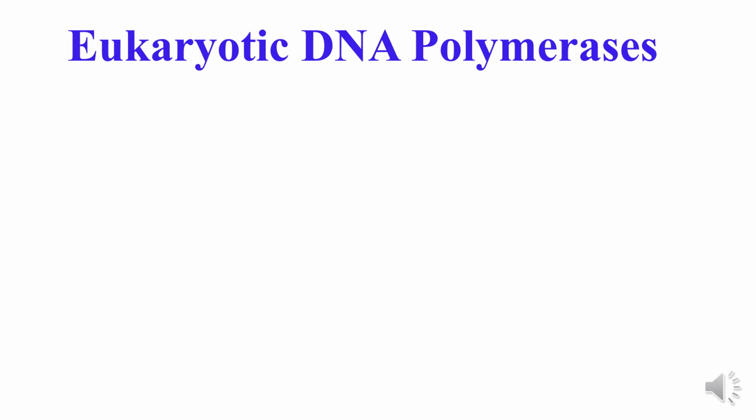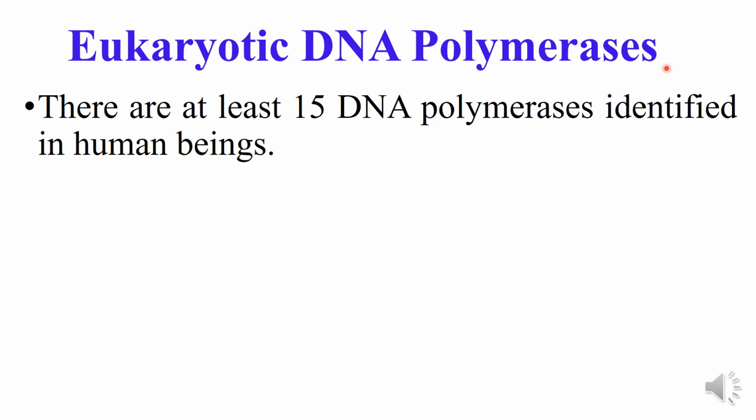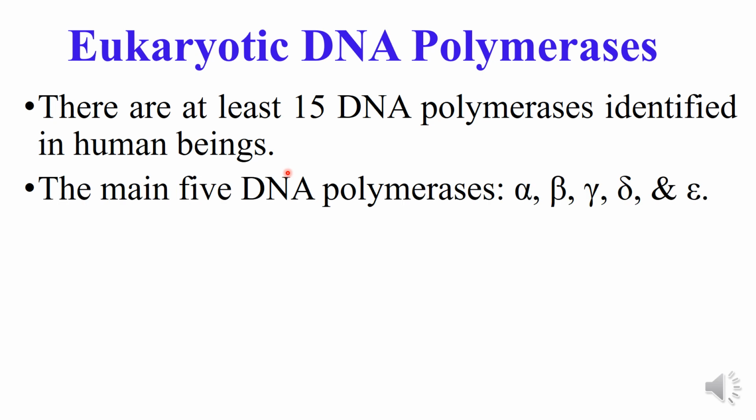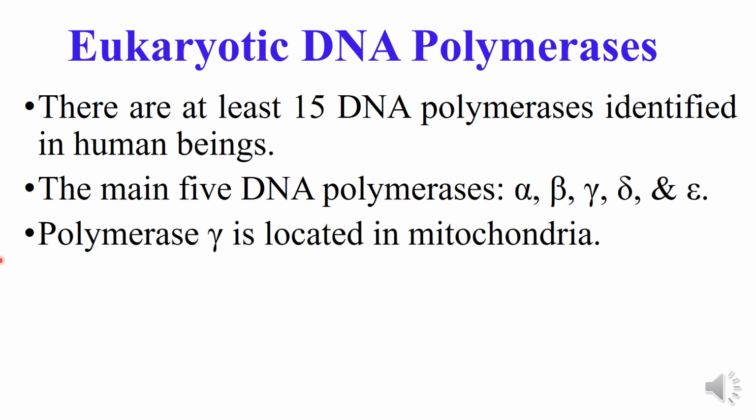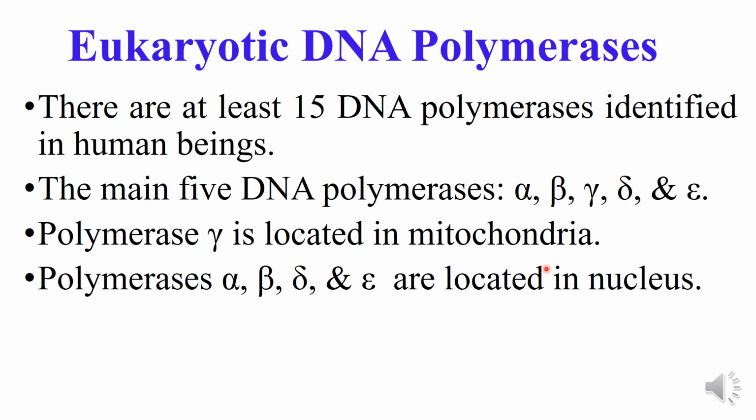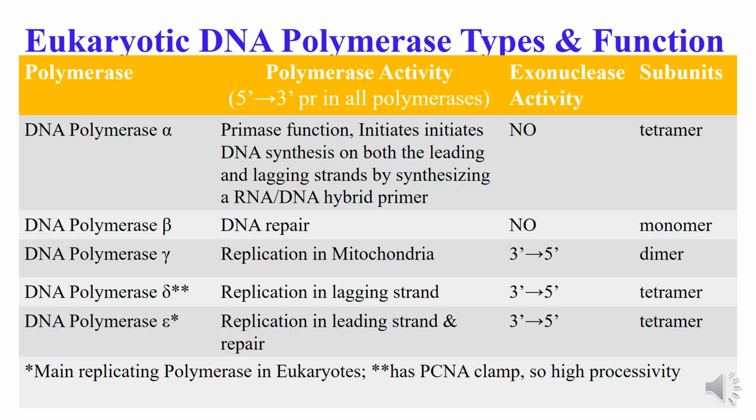Now we'll come to the eukaryotic DNA polymerases. There are at least 15 known DNA polymerases identified in human beings. The main 5 DNA polymerases are alpha, beta, gamma, delta and epsilon. The polymerase gamma is located in the mitochondria, and the remaining polymerases, that is alpha, beta, delta and epsilon, are found in the nucleus. Let us take a look at the eukaryotic DNA polymerases, their types and the functions.